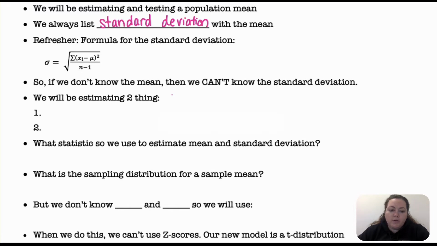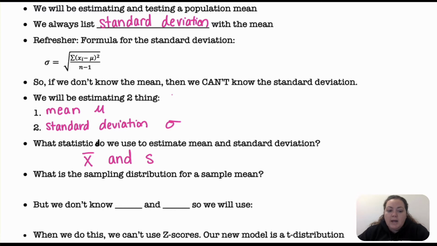All right, so as a refresher, the formula for standard deviation is the square root of the summation of each individual x value minus the mean squared divided by n minus 1. We don't know the mean and we can't know the standard deviation. So we will be estimating with these two things, estimating the mean mu and the standard deviation sigma. And instead, we are going to use x bar and s, so the sample mean and the sample standard deviation.